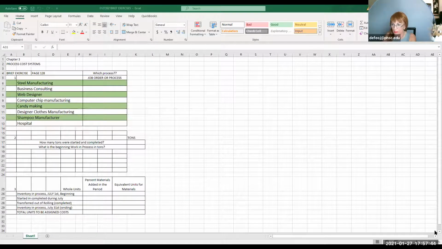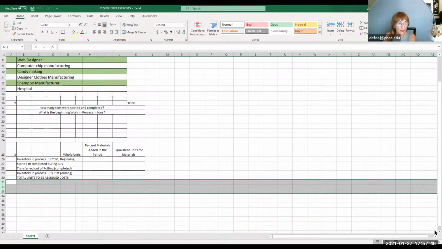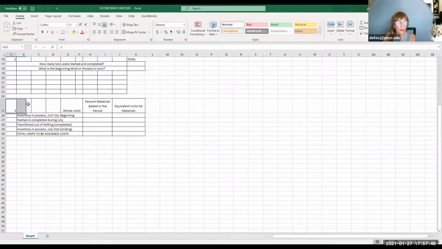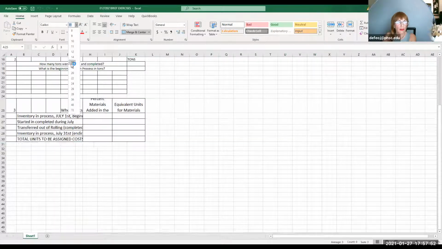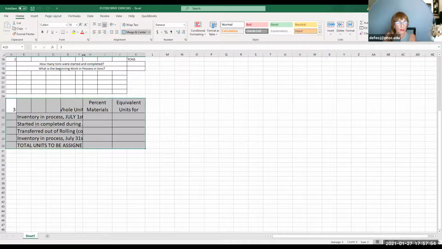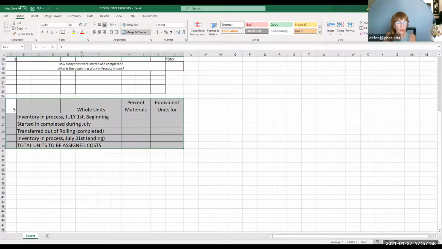So let's go down here, because this is the problem we're going to do. Let me blow it up a little bit so you can see it. Okay, so the inventory at the beginning, they tell us, is 300 tons.